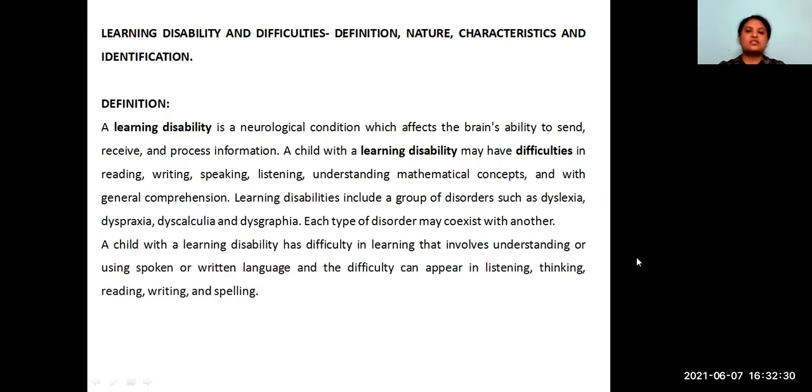A child with a learning disability may have difficulties in reading, writing, speaking, listening, understanding mathematical concepts, and with general comprehension. And such group of disorders could be dyslexia, dyspraxia, dyscalculia, and dysgraphia. Each type of disorder may coexist with another. A child with a learning disability has difficulty in learning that involves understanding or using spoken or written language, and the difficulty can appear in listening, thinking, reading, writing, and spelling.